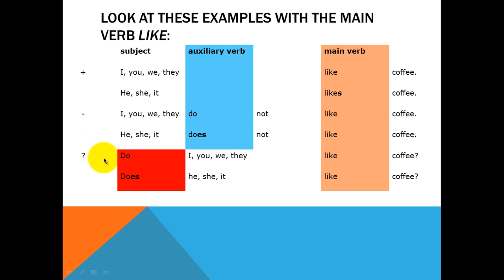As for the interrogative, the question, we're going to do something different. We're going to put first the auxiliary verb here, do or does, followed by the subject. Alright? And this is going to be the structure for questions. So first auxiliary, then subject. So, do I like coffee? Do you like coffee? Does he like coffee? Does she like coffee?